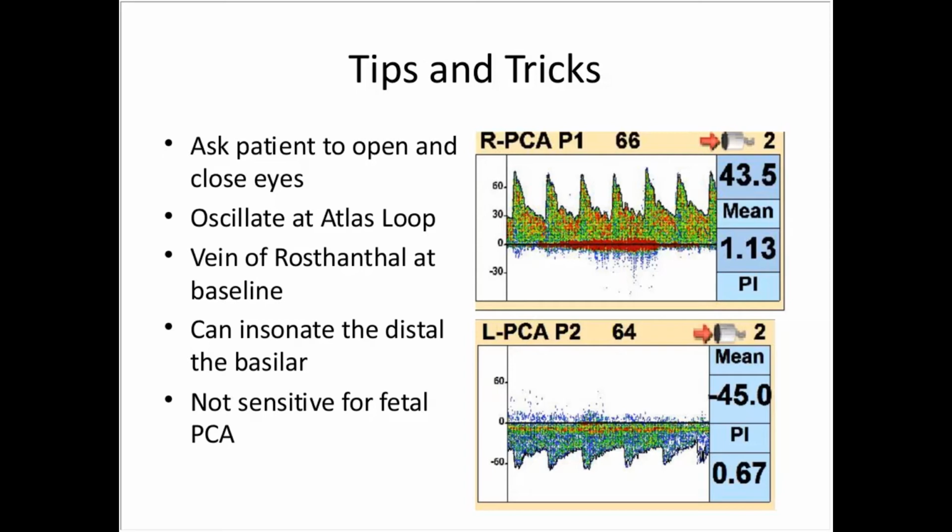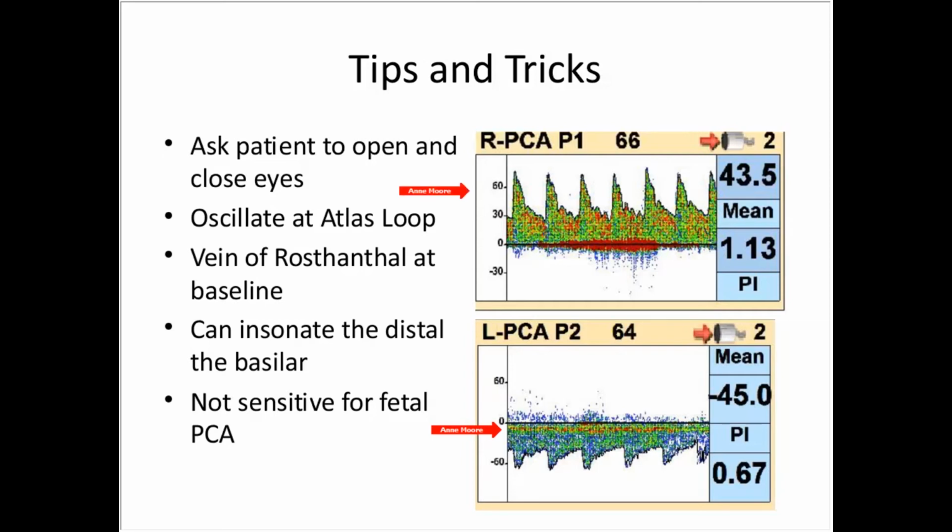And this is an example of oscillations at the atlas loop. And you can see those oscillatory waves. And sometimes we can pick up the vein of Rosenthal as demonstrated in this waveform. And it's this red line at the base. You can see it and hear it. You can sometimes pick that up in the PCA, the P1 segment as well.